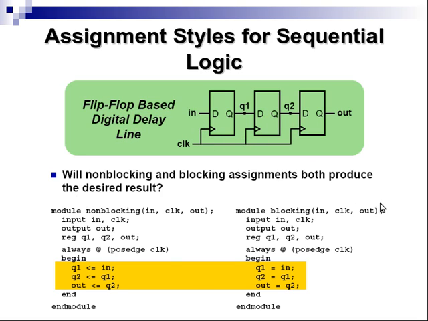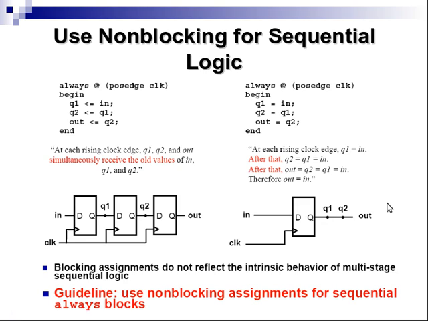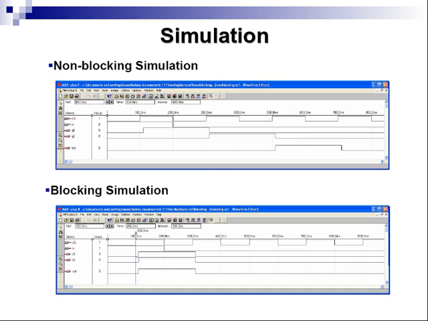The first one, the non-blocking. The blocking would be synthesized just like this. It's a wire, because we're saying Q1 equals Q2. So it will just connect Q2 to Q1 using a wire, and out to Q1 using a wire. So be careful which one you choose according to how you want your circuit to behave.